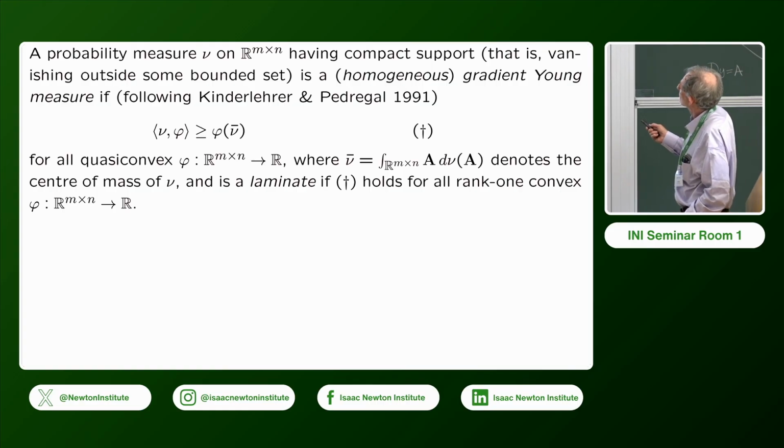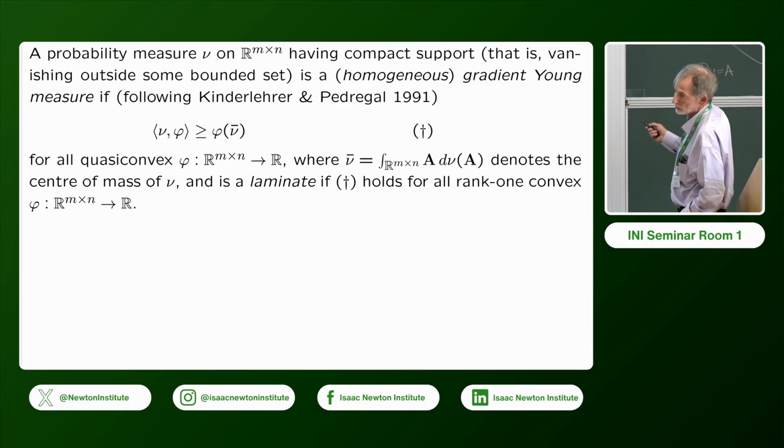So a probability measure having compact support is a homogeneous gradient Young measure if when you act on a quasi-convex function, it's bigger than or equal to phi of the center of mass. So nu of phi is the integral of phi of A d nu of A, if you like. And nu bar here is the integral of A d nu of A. So it's the center of mass of nu. And it's a laminate if this holds for all rank 1 convex functions. And there are more rank 1 convex functions than there are quasi-convex functions.